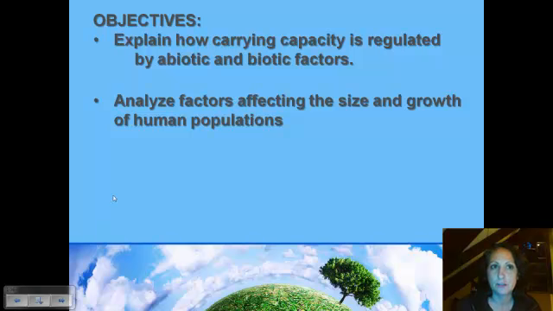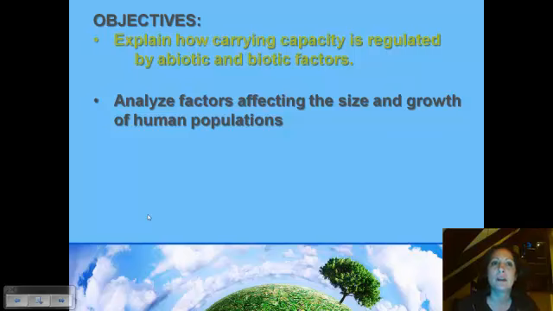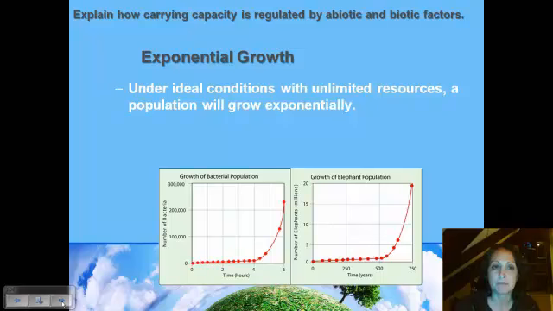And the learning objectives that we will be addressing are to explain how carrying capacity is regulated by abiotic and biotic factors, and then finally to analyze factors affecting the size and growth of human populations. So we're going to start with the first learning objective today, and we'll be looking at carrying capacity, and we'll be looking at abiotic and biotic factors that affect the carrying capacity of a population.